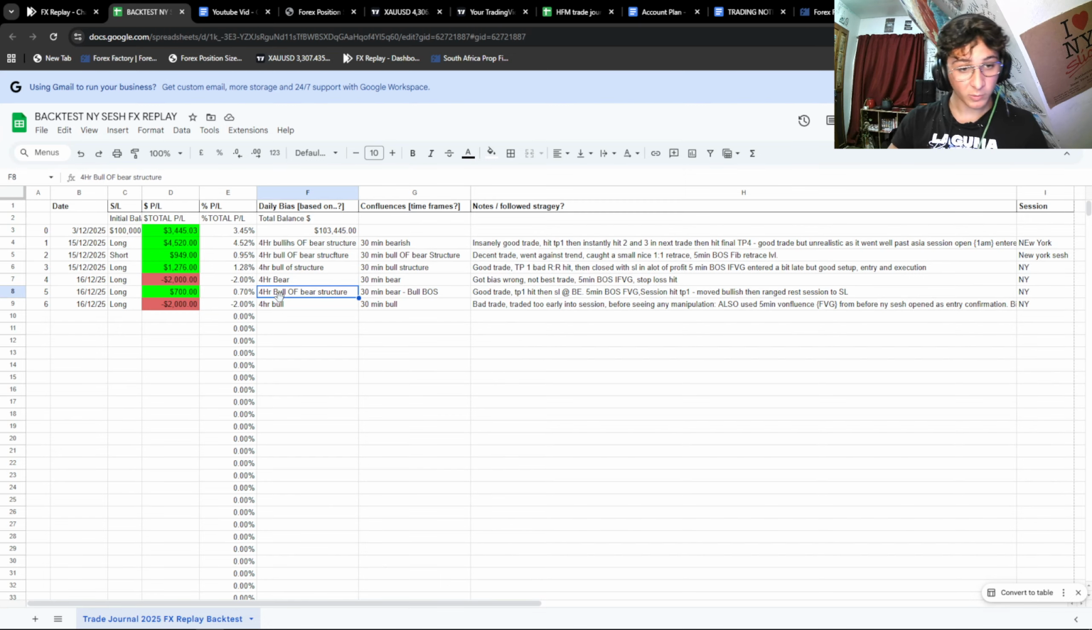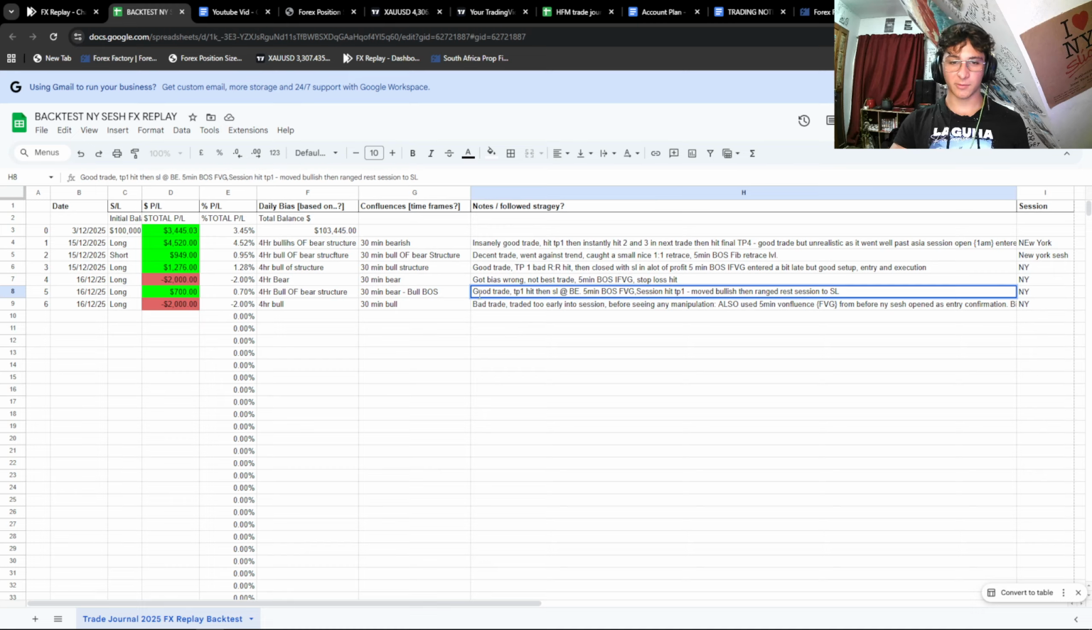But the 4 hour was bullish. I already said all of this. The 4 hour had a bullish order flow and a bearish structure. The 30-minute has a bearish bias with bullish break of structure. So I said this was a good trade. We take profit 1, then stop loss at break even. We entered based off of a 5-minute break of structure and a fair value gap.